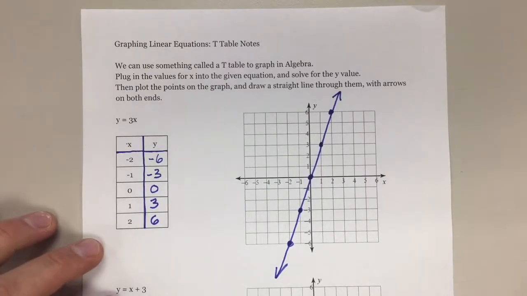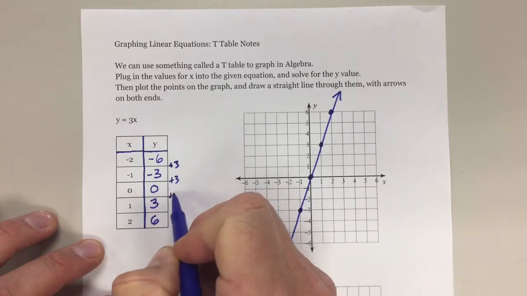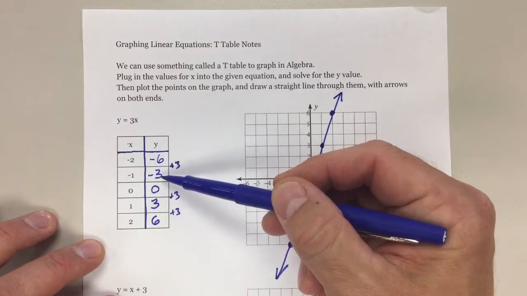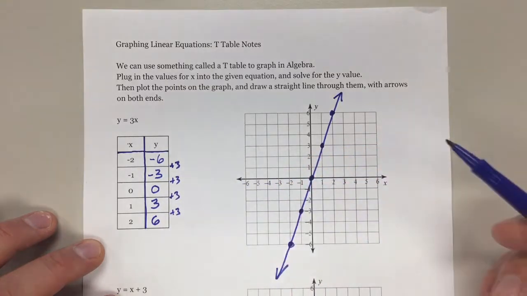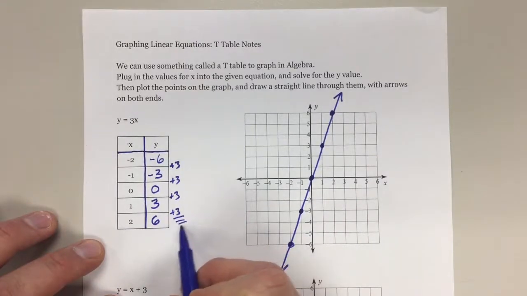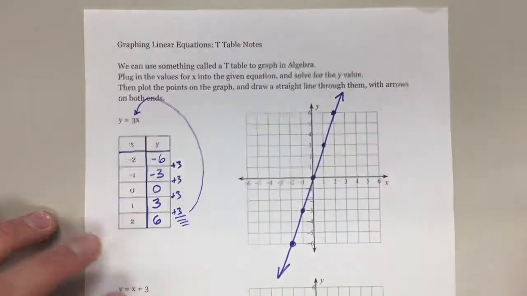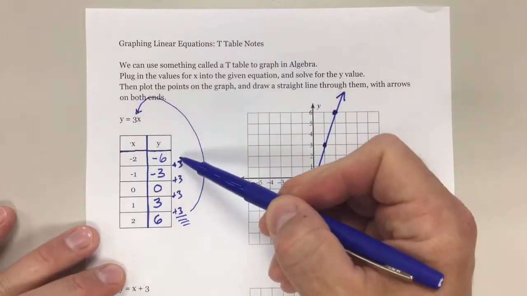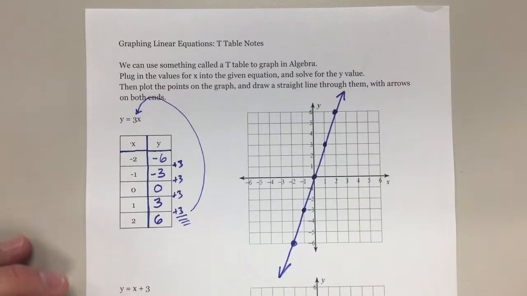Something to notice about the table, if you notice the y's are always increasing by 3. So I'm going -6 plus 3 is -3, plus 3 is 0, plus 3 is 3, plus 3 is 6. So it's going up by that constant value of 3. And if you look in the equation, that is the number that is next to x. You probably remember that's called the slope. So that just tells us how much our points are changing in between each point.